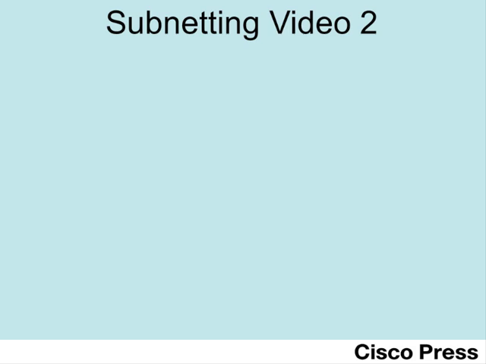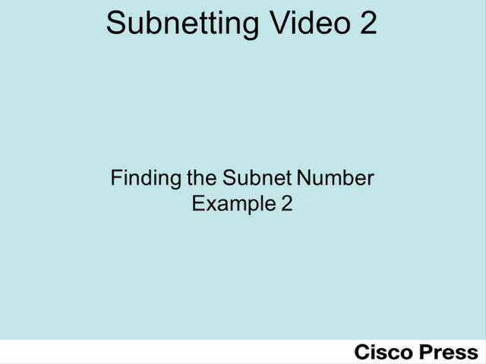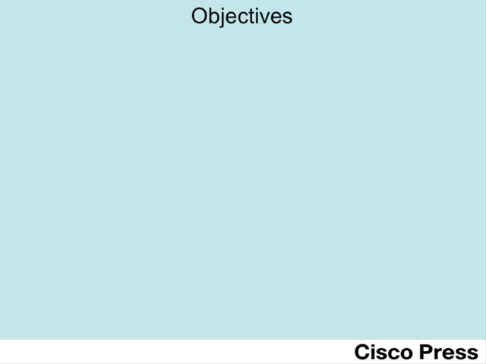Hello and welcome to the second subnetting video. This video shows how to find the subnet number, or resident subnet number, and this video uses as an example IP address 10.99.88.77 with mask 255.255.248.0.